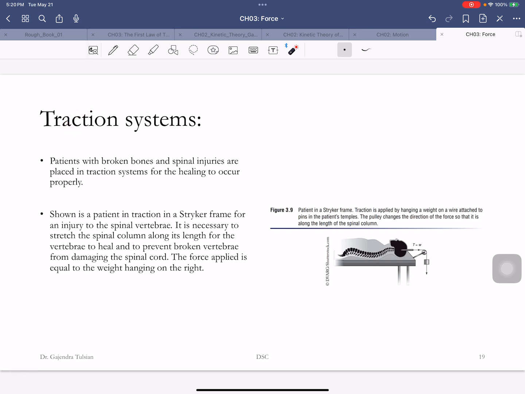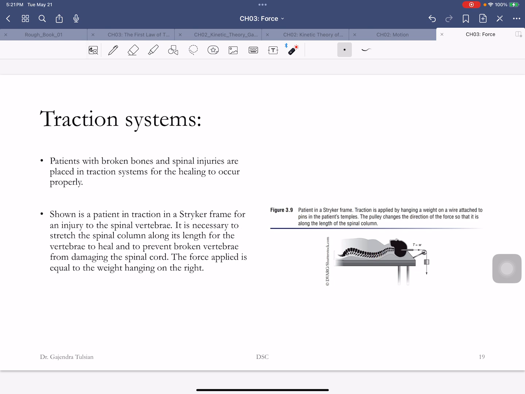So now that we're familiar with forces, let's apply them to some biological application. Let's say this person has a broken back and has broken vertebrae. You don't want the broken vertebrae damaging the spinal cord. So while the vertebrae heal, you want to stretch the backbone. Here's a Stryker frame, and the way it works is there are two screws attached to the temple area, and through a wire, you can have a weight hanging, which is stretching the spinal column. So it prevents the vertebrae from damaging the spinal cord.